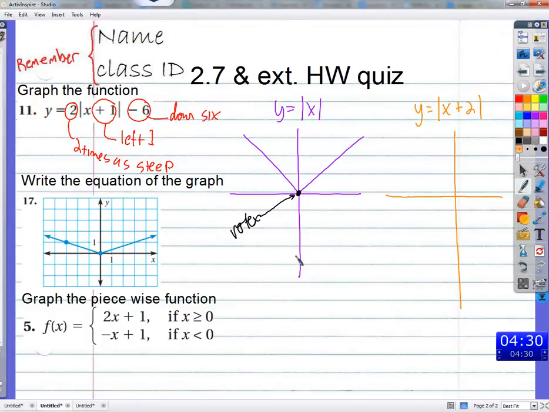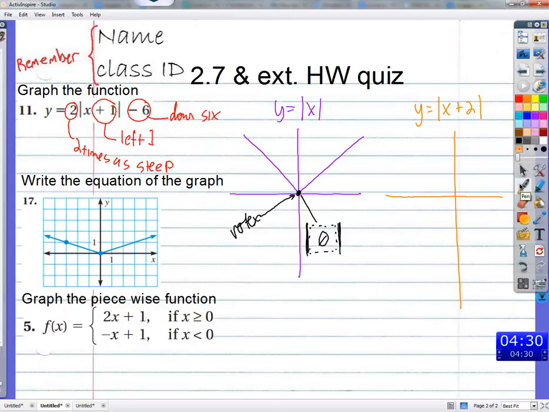Okay. But the key thing about the vertex is you'll find the vertex when the inside, the stuff inside the absolute value, is equal to 0. So when the insides, the guts of absolute value, is 0, that x value that you plug in to get that to be 0, that's where you're going to find your vertex.